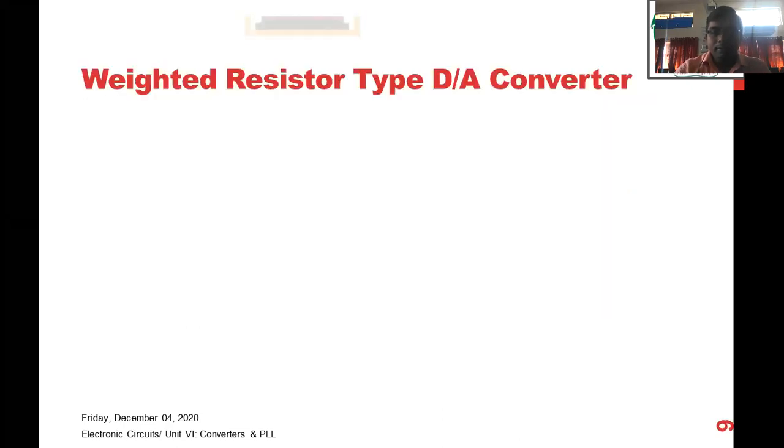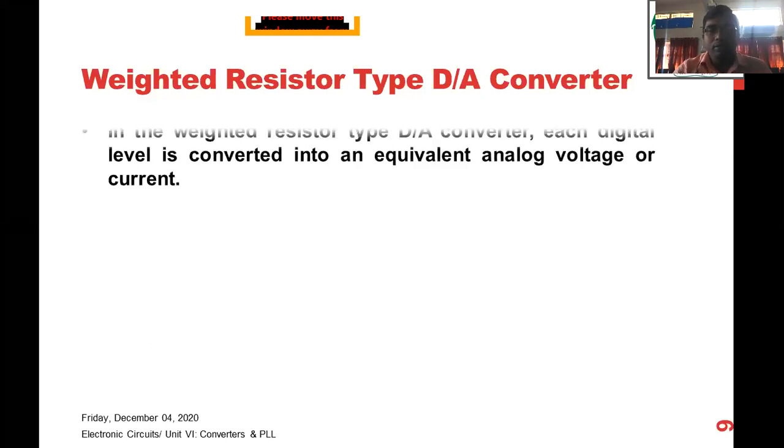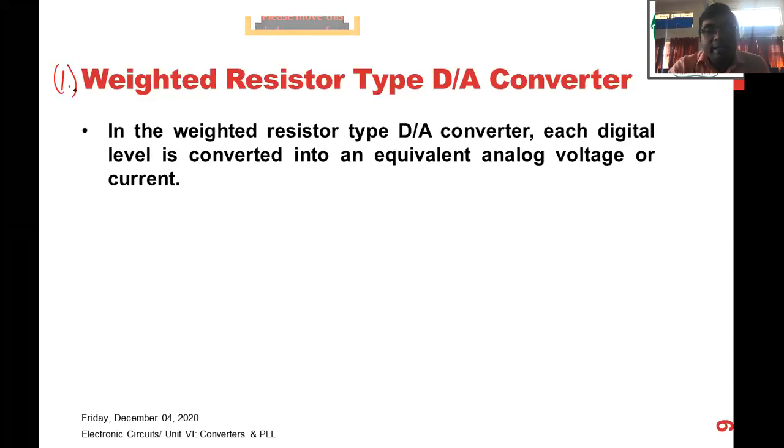Now we have to learn the first kind of digital to analog converter. There are two types of digital to analog converter that we have to study. First is the binary weighted or weighted resistor type digital to analog converter. In the weighted resistor type digital to analog converter, each digital level is converted into its equivalent analog voltage or current.